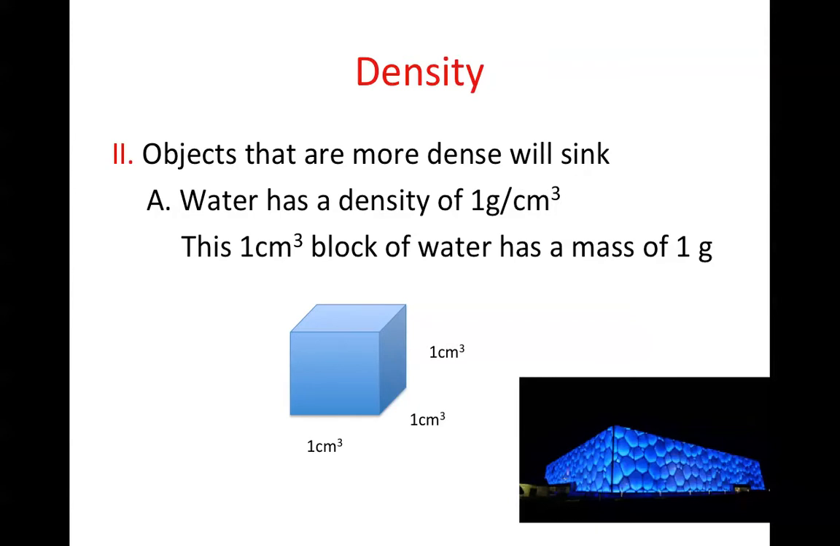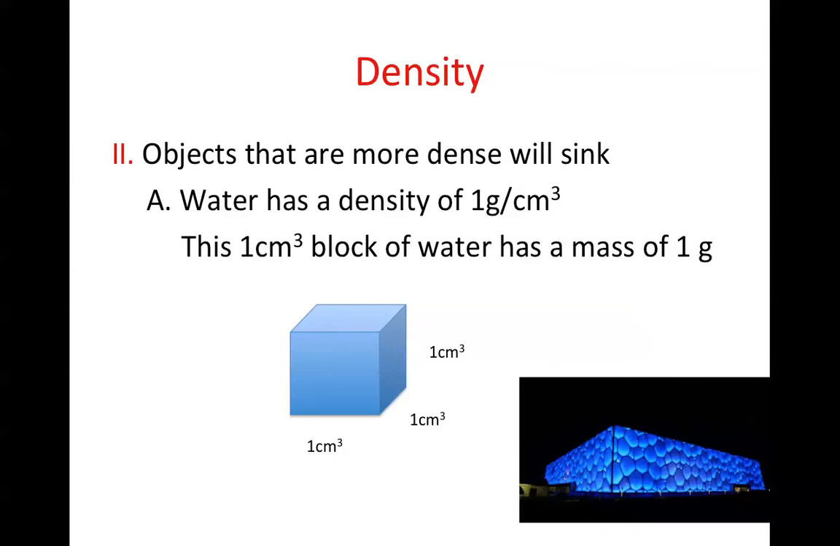So water has a density of 1 gram per cubic centimeter. So this is a 1 centimeter by 1 centimeter by 1 centimeter block, which means it has a total volume of 1 times 1 times 1 for 1 cubic centimeter. So if this was filled with water, it would have a mass of 1 gram.